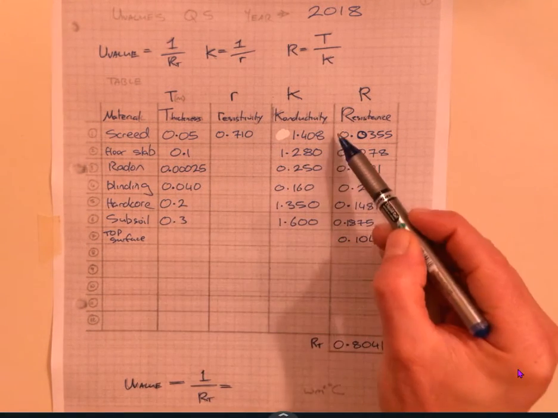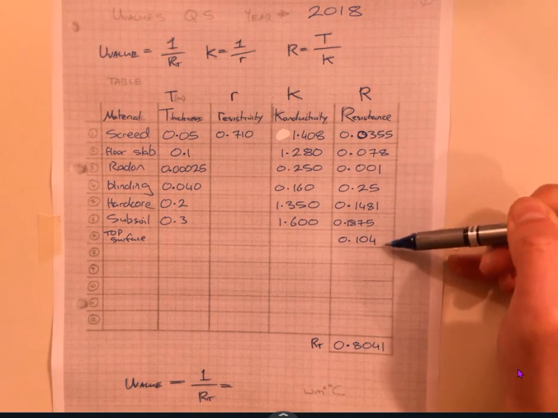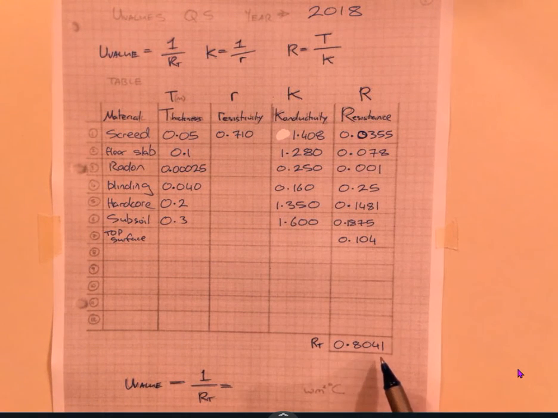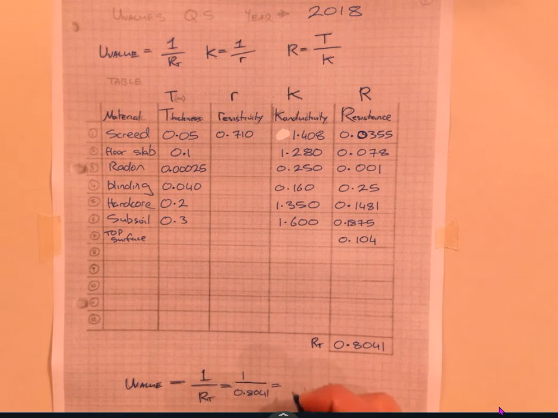Alright, so we've worked out each of the resistance values, and then we add each one up. So add those all up to get the total of 0.8041. We've got our U-value calculation down here. U-value equals 1 over the total resistance. So 1 divided by 0.8041, and we work that out. Equals 1.2436. The unit is important: watts per meter squared per degree Celsius. And that's part A worked out.